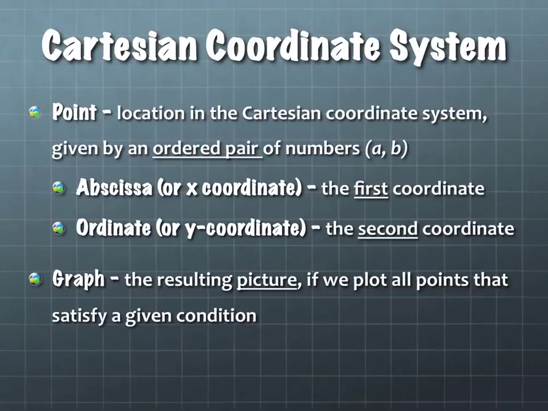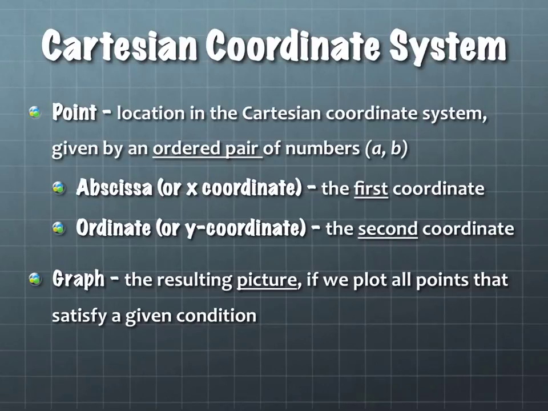And a graph is the resulting picture if we plot the points that satisfy a given condition. So you sometimes end up with lines, sometimes you end up with curves, sometimes you end up just with particular points on a graph. It doesn't have to be connected. It depends on the situation that you're looking at.